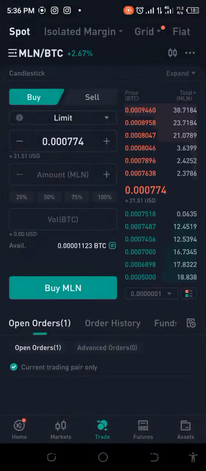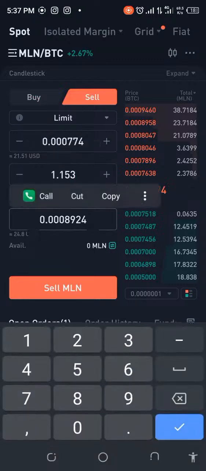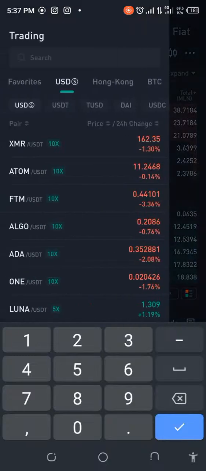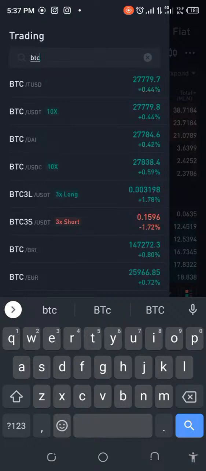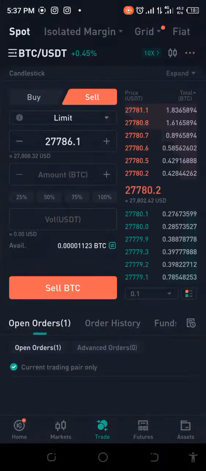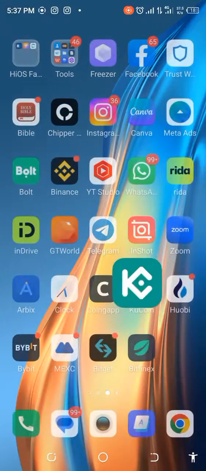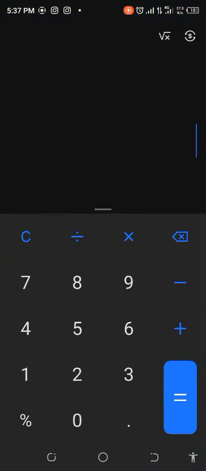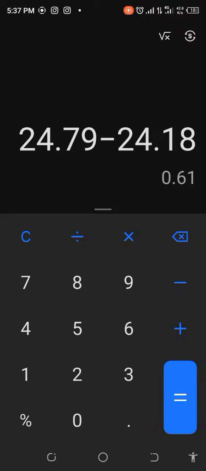We have 774. We put sell, we put the amount of MLN we have, then we copy that and quickly go and see whether we'll make money with this. Let's go to BTC USDT. That's 24.796, so it's giving me 24.79. Minus 24.18, we'll make 61 cents.